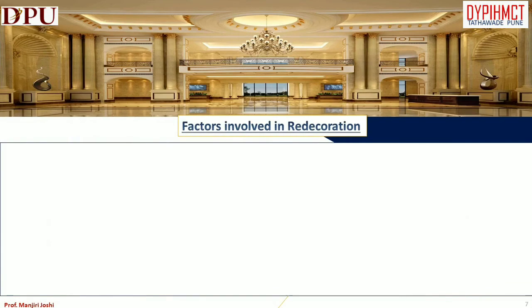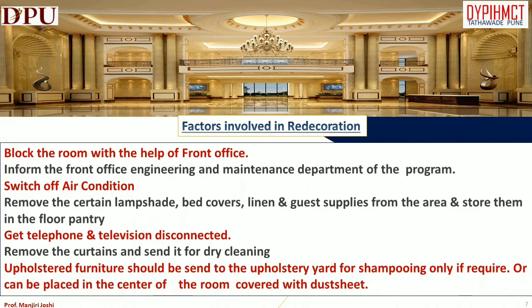Before the rooms are handed over to the contractor, the following steps need to be carried out. Block the room with the help of the front office. Inform the front office, engineering and maintenance department of the program. Switch off the air conditioning. Remove the lampshades, back covers, linen, and guest supplies from the area and store them in the floor pantry. Get telephone and television disconnected.